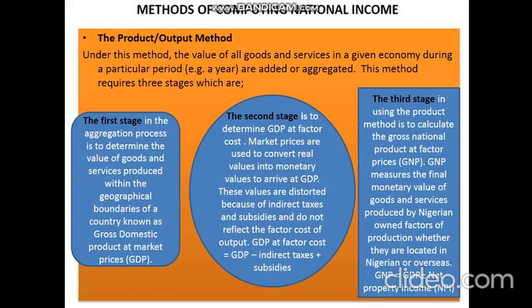The third stage in using this product method is to calculate the gross national product at factor prices, GNP. GNP measures the final monetary value of goods and services produced by Nigerian-owned factors of production, whether they are located in Nigeria or overseas. GNP equals GDP plus or minus net property income, NPI.